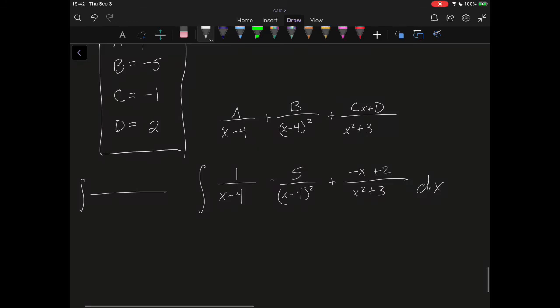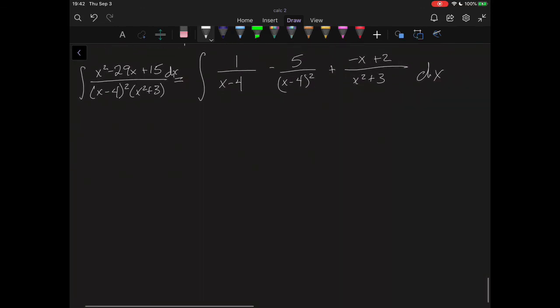And just as a reminder, our original function was x squared minus 29x plus 15 over x minus 4 squared times x squared plus 3. So these are actually equal to each other because we broke it down by partial fractions. So now we're just solving the right-hand side, and that'll give us the integral of the left-hand side.